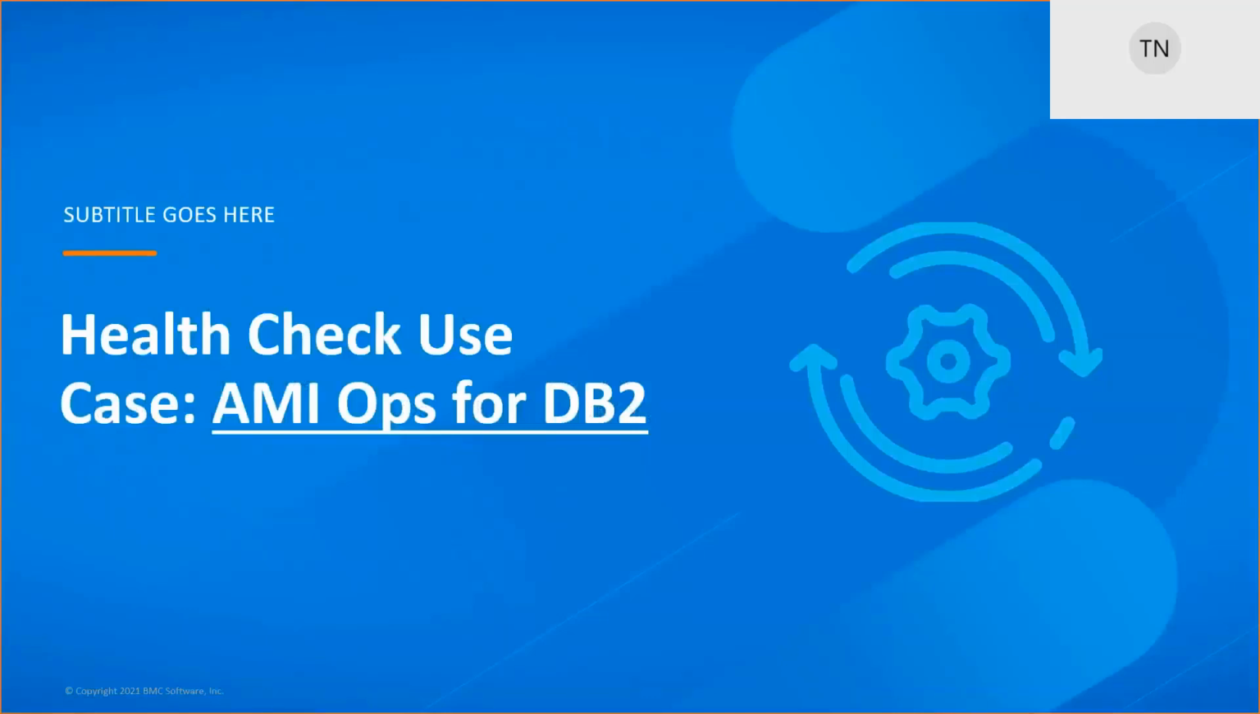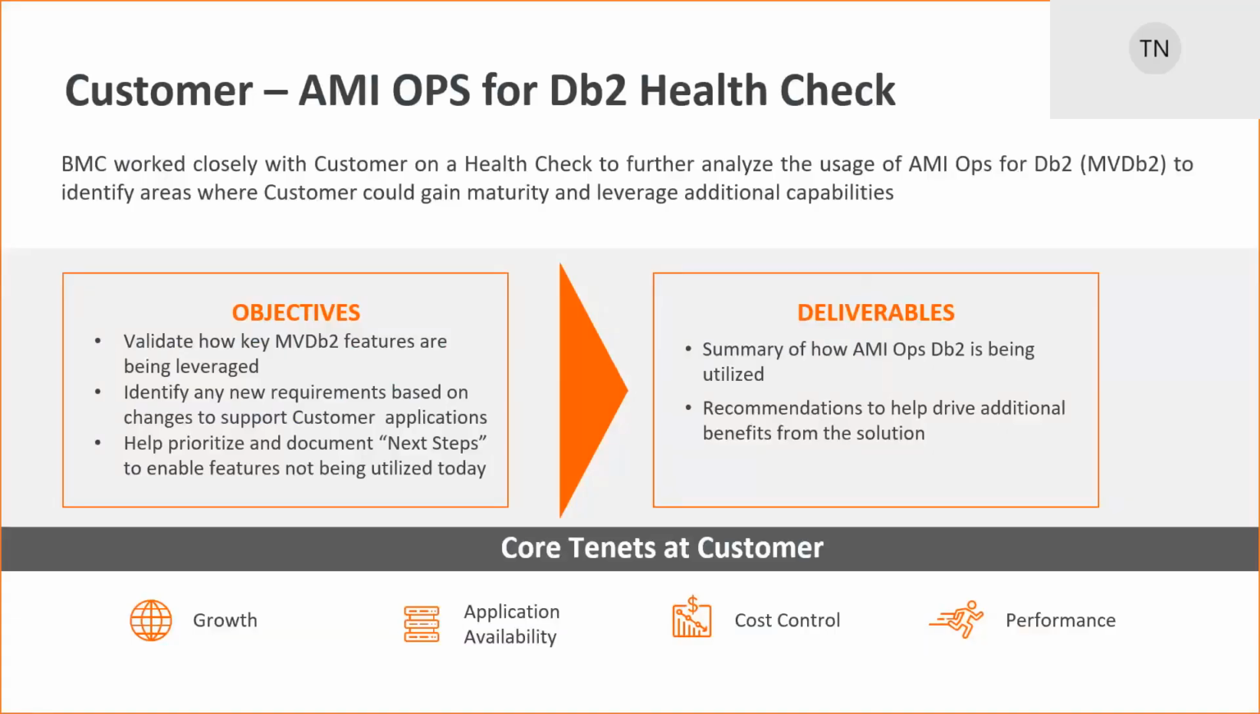So let's look at a few use cases. A health check usually involves multiple AMIOPS products, but we often divide the products into separate deliverables. So here, we'll look at the AMIOPS for DB2 portion of this health check. We use this slide as the kickoff to the health check. Our audience is usually first line managers and the technicians. And these are the objectives and deliverables.